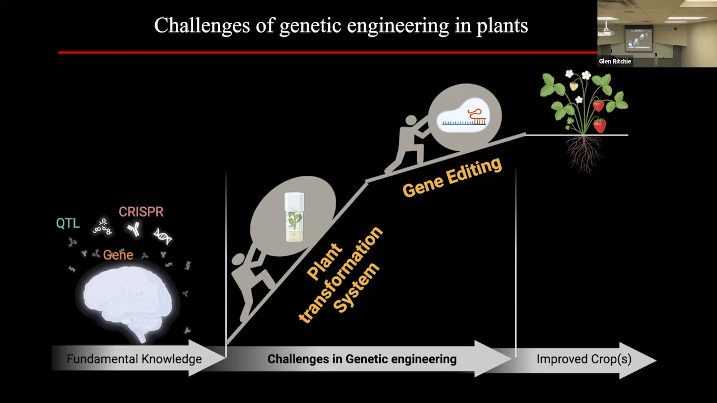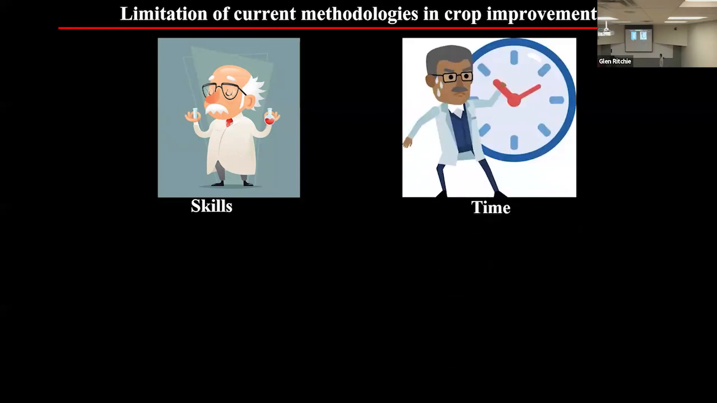Two major challenges in plant genetic engineering are the transformation system. Several plant species are recalcitrant to transformation, and even if we can transform those plants, the gene editing itself is a major bottleneck. Not only these major bottlenecks, there are several other limitations to plant genetic engineering, like skills. So a high skill is required for the genome editing technologies. Similarly, time.